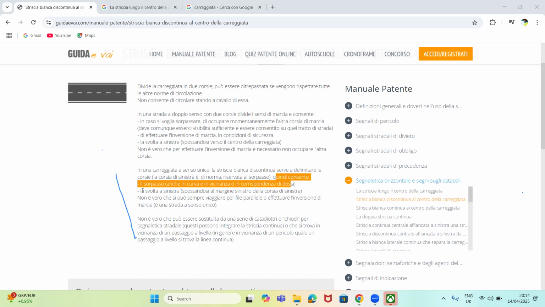So senso unico, it doesn't matter whether you are on a high heel, you can overtake even when you're getting close to that particular place. Because there are no cars coming from the opposite direction, simple. So you can always overtake. Now watch. La svolta a sinistra. So what are they controlling us on now? If you want to turn to your left, you're on a senso unico.